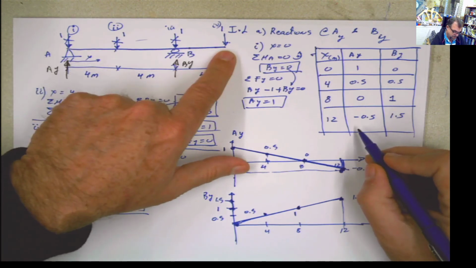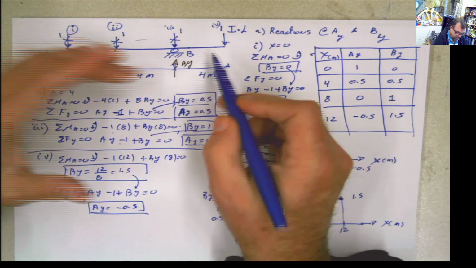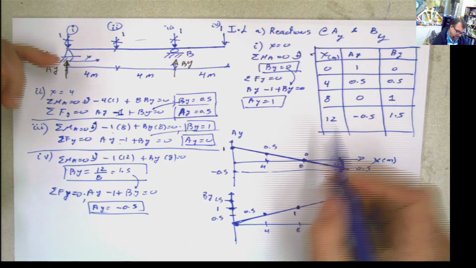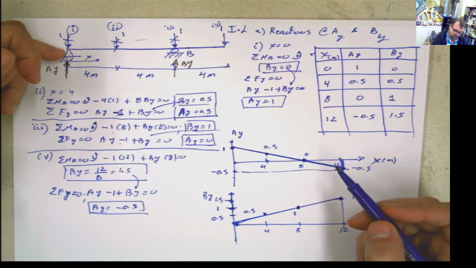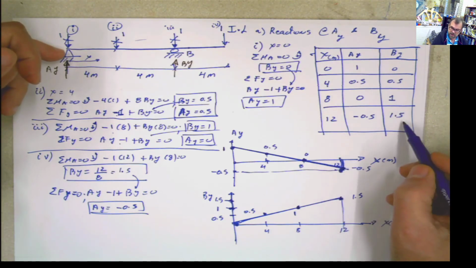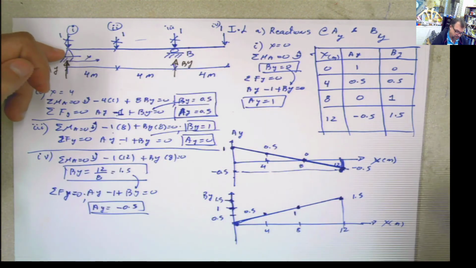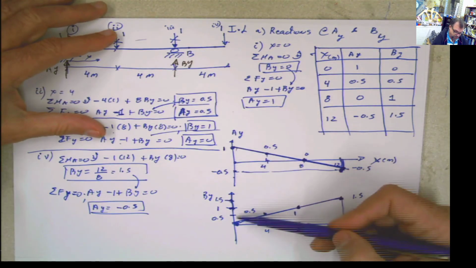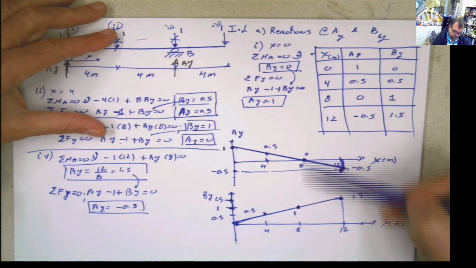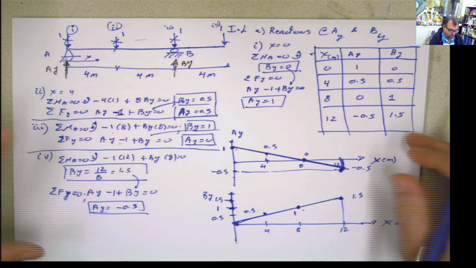And the reaction in B is greatly increased because it's not only taking this one, but it's taking this other part of the other reaction. That's the other 0.5, and that's why you get 1.5. At any point in this beam, if you do summation of forces in Y, you should get 1. Look at that, 1 plus 0 is 1, 0.5 plus 0.5 is 1, this is 1, and 1.5 minus 0.5 is 1. So this is the first approach, brute force.